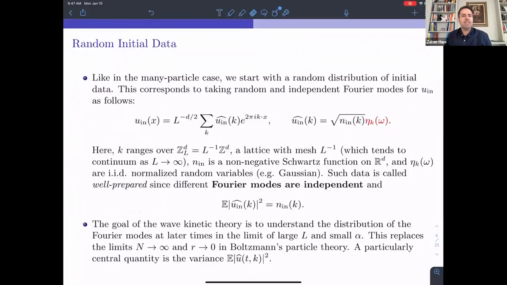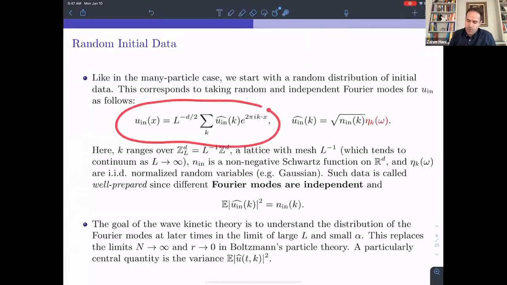So as I said, what we will be doing is keeping the equation deterministic, but we will randomize the initial data for this equation. Again, in analogy with the particle case, we start with a random distribution of initial data. This corresponds to taking random and independent Fourier modes for the initial data of the nonlinear Schrodinger equation. So this is u initial, which we denote as the initial data of the nonlinear Schrodinger equation.